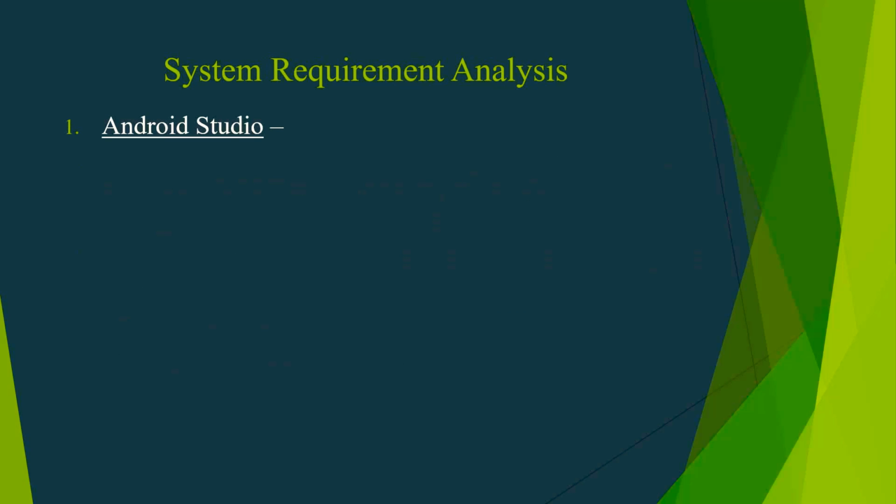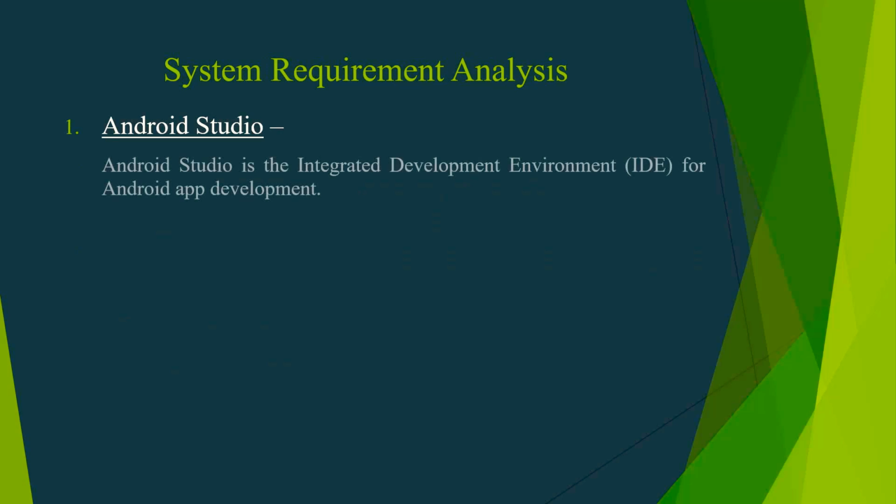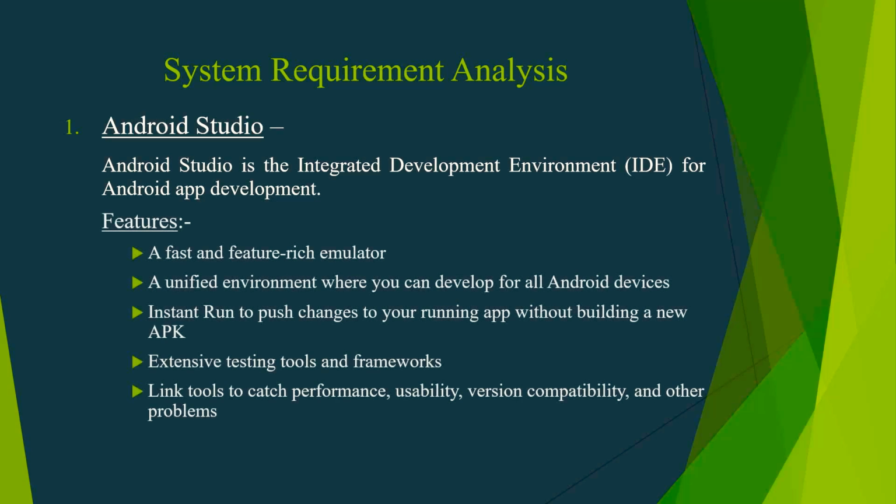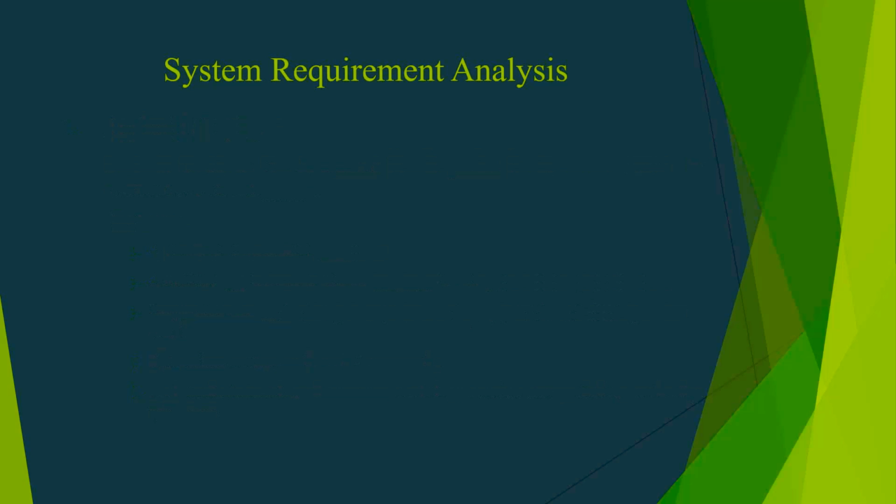So, system requirement analysis. First we need a software for making an app and we used Android Studio. Android Studio is the integrated development environment for Android app development. Features of Android Studio are a fast and feature-rich emulator, a unified environment where you can develop for all Android devices, instant run to push changes to your running app without building a new APK, extensive testing tools and frameworks, and linked tools to catch performance, usability, version compatibility, and other problems.